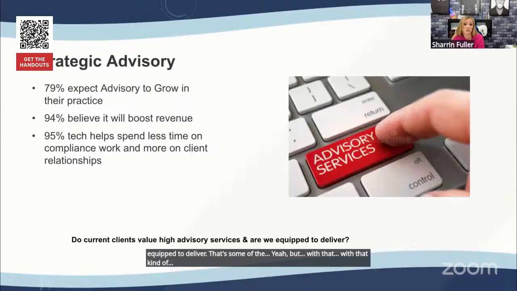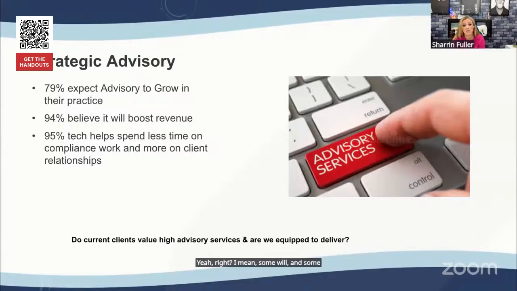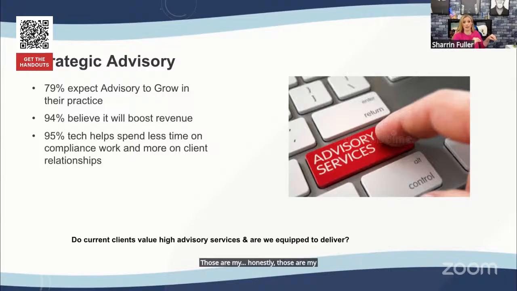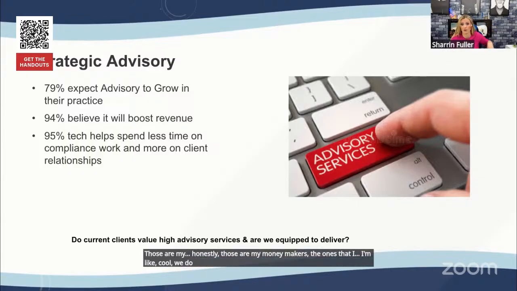I mean, some will and some never will, and that's okay. That's what I tell people. But the ones that never will, good. We have a lot of those. Honestly, those are my money makers. We do their books, they pay X amount every month, we barely touch them and they're happy with that. The ROI on that is super high because everything's just automated.